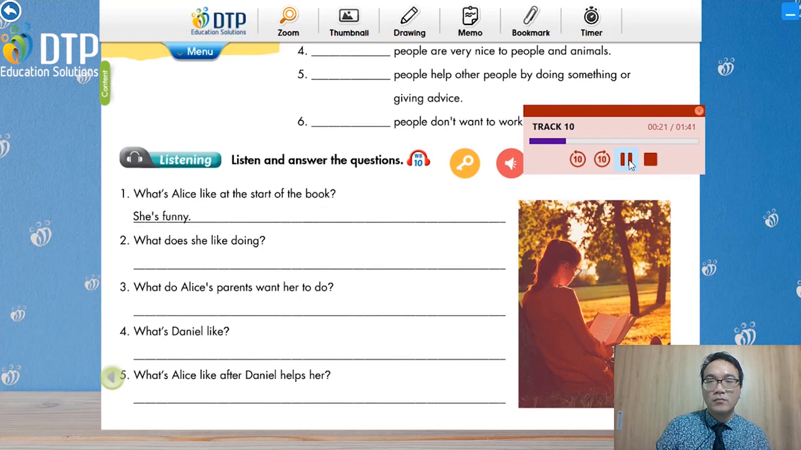Listen and answer the questions. I read a book called Alice, I think. It's about a girl named Alice, her parents, and her friends. She is funny. She loves reading books and often dresses like the characters from her books. Alice's parents want her to study at home. When Alice grows up, she decides to get a new haircut to make her life better. Later, she meets a kind boy named Daniel. We see how he helps Alice. At the end of the book, she is happy and friendly.